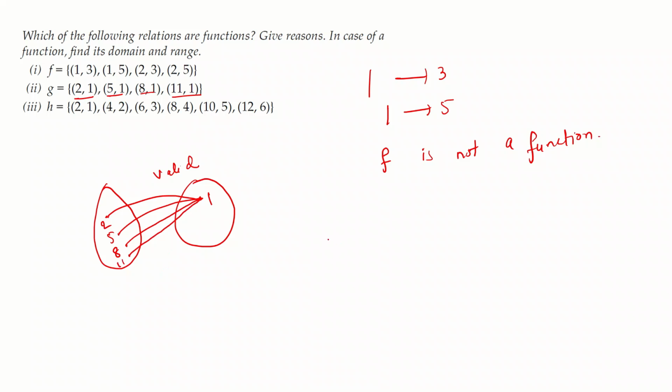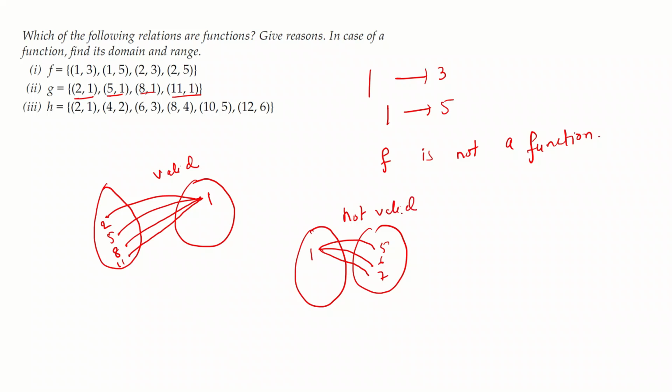But what is not valid is this: one point going to multiple points. Say for example, 1 is going to 5, 6 and 7. This is not valid. So this is not a function. So this one is actually a function. This is valid because this is something like this case. Okay. So G is actually a function.